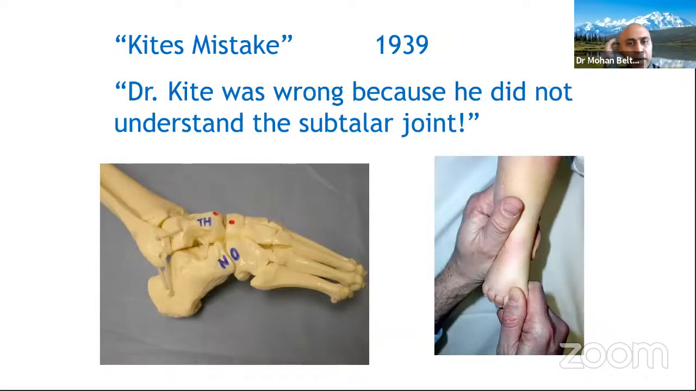So Hiram Kite's mistake, I just want to point this out, was placing the hand over the calcaneus, where it says no on the left on the bone model, and preventing the calcaneopedal block from moving underneath the talus. And it took almost 50 years for the orthopedic finger to move from the no position to the TH position.